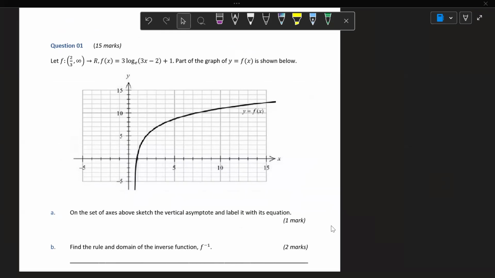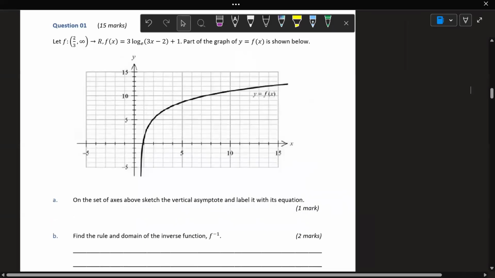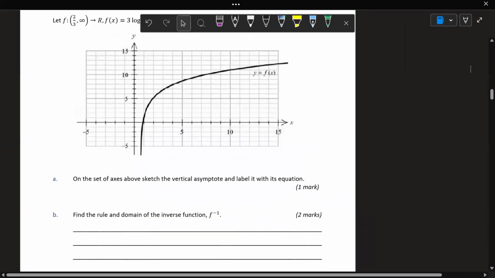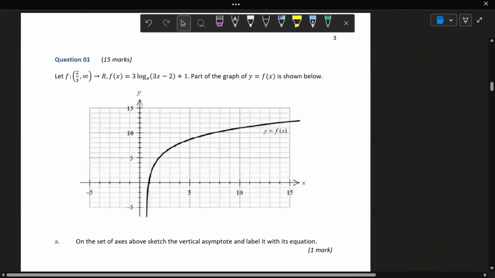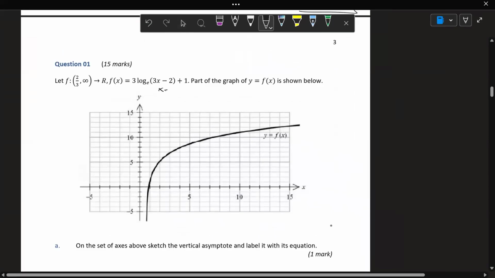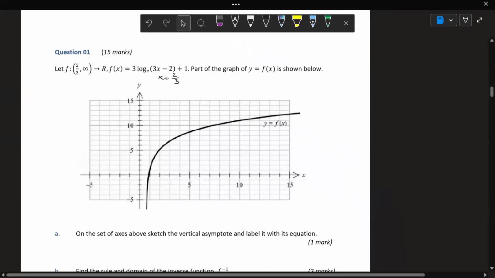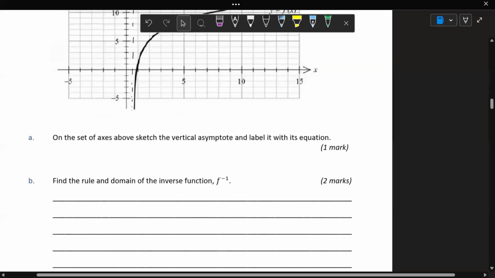Okay, so question 1. You're given a function, it's just a log function. And for part A, you need to sketch the vertical asymptote and label it with the equation. All right. So the vertical asymptote here is x equals 2 over 3. And that's pretty simple. Next, find the rule and domain of the inverse function.